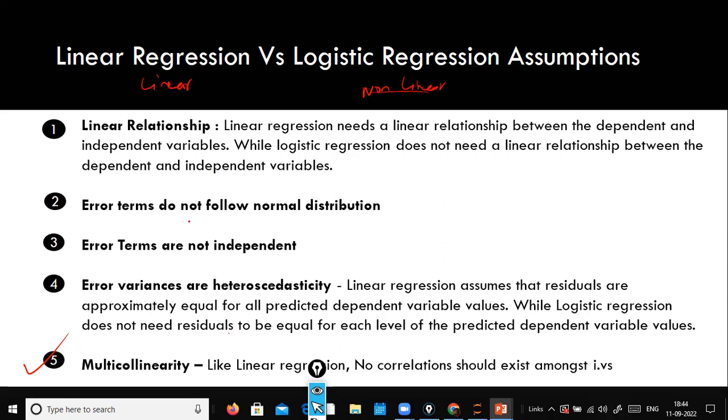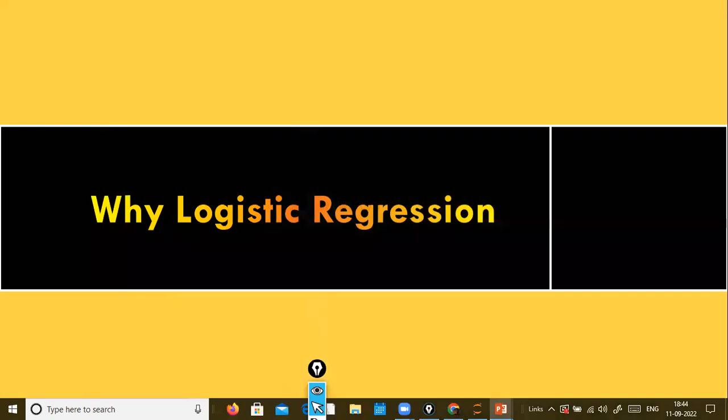Okay, and then the error terms do not follow normal distribution. I will show you why it is not following the normal distribution. Also, error terms are not independent and error variance is in heteroscedasticity. You know what multicollinearity is? The correlation between the independent variables is called multicollinearity. These three I will explain to you now.